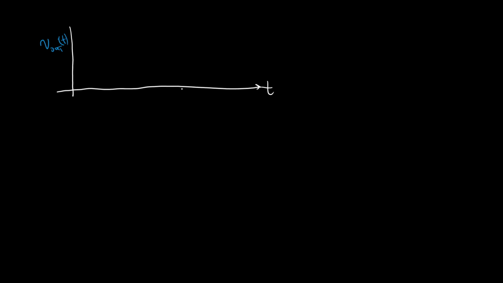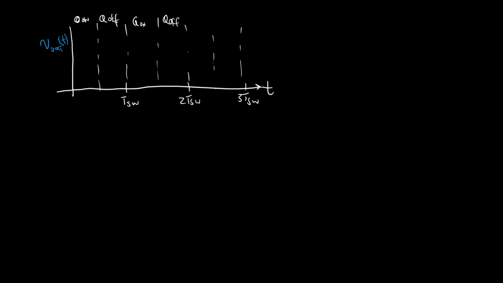we divide time into intervals, right? Our switching periods. So we have TSW, we have 2 TSW, 3 TSW, and this goes on forever, right? Within each interval, we have 2 sub-intervals. The first one is when Q is on. So Q is on here, and over here Q is off. And we repeat this, right? For the next sub-interval, again, Q is on, and then Q is off. And again, this repeats forever.